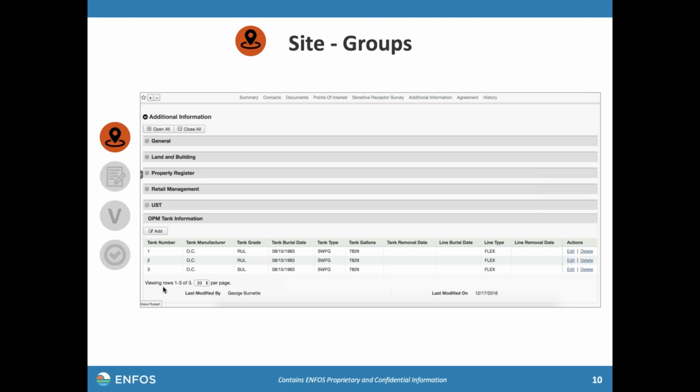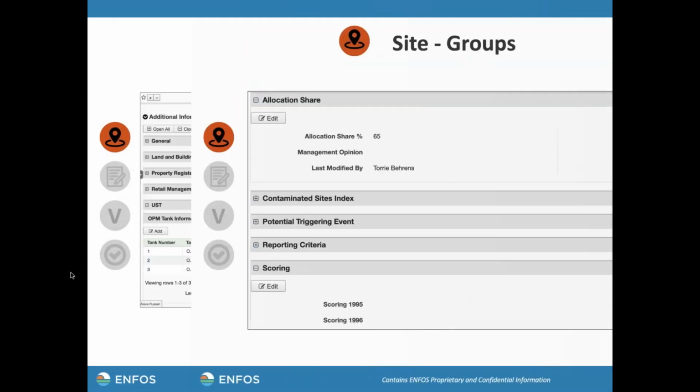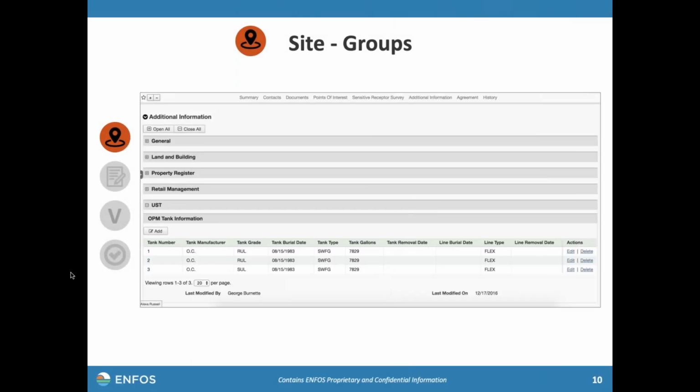Permissions are controlled at the group level, giving full control to what can be seen and edited. Maybe consultant users don't have access to the retail management. Go back here. The retail management group. They would not see this section at all. It wouldn't even exist to them. We also have permission controls to allow users to view but not edit.